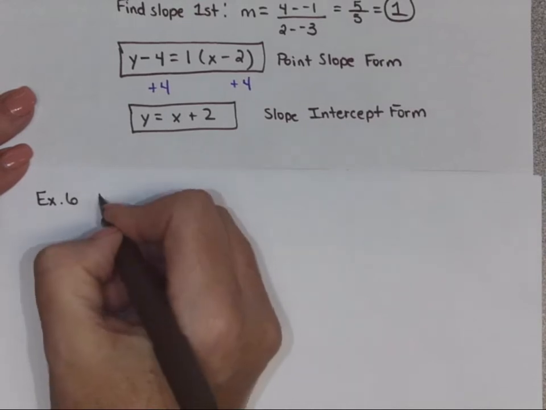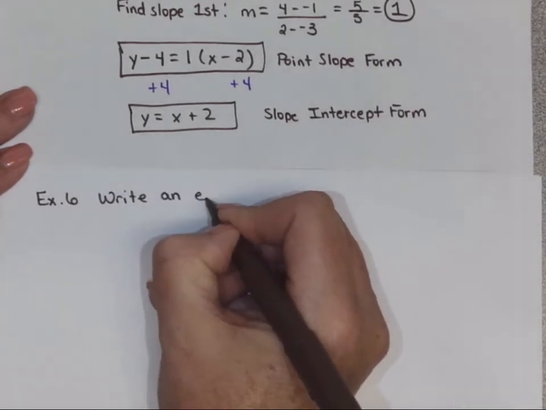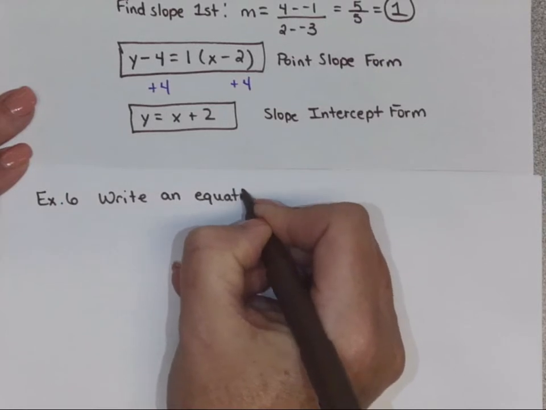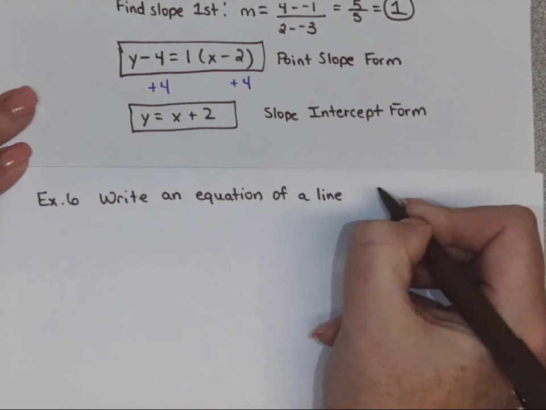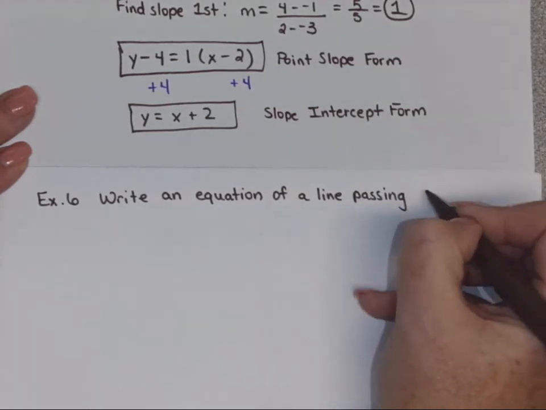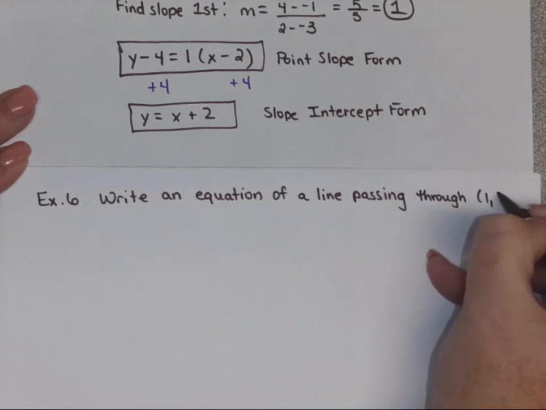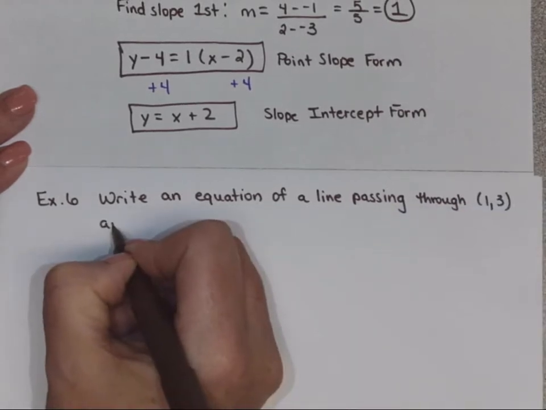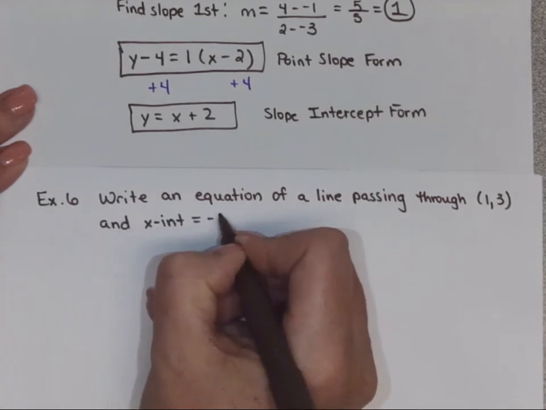So let's do one more, and then we're going to look at how to write horizontal and vertical lines. They're actually very straightforward. We're just going to have to remember how to do it. So write an equation of a line passing through the point (1, 3), and it has an x-intercept of -1.